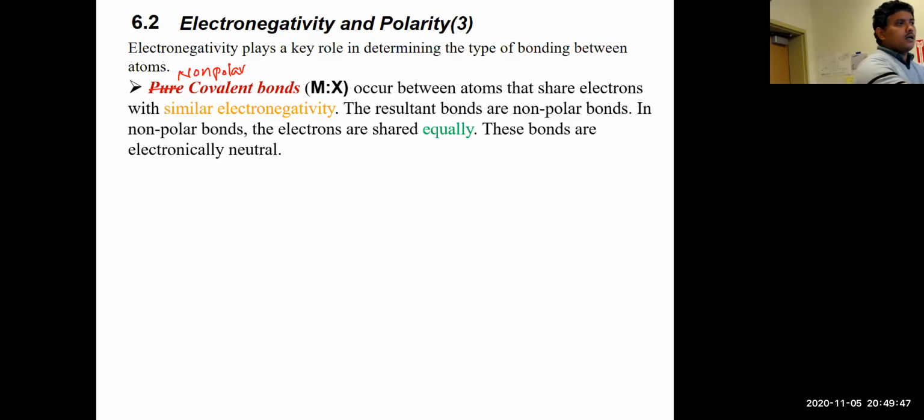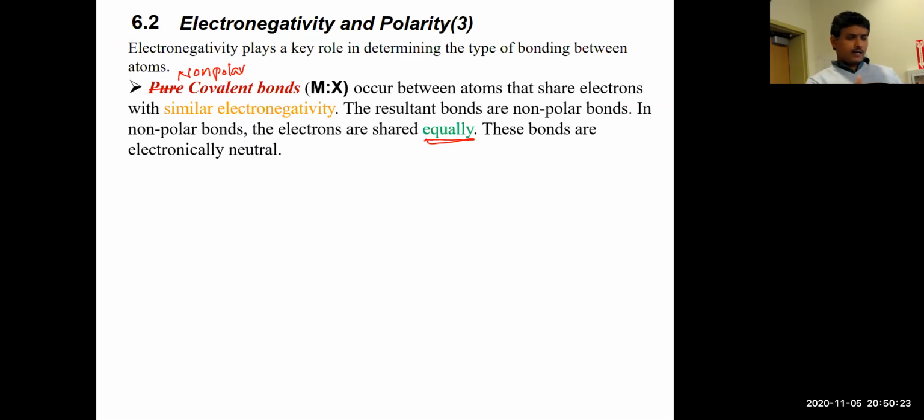In this bond, the electrons shared by the two atoms are shared equally. As a result, the bond is chemically, or electronically, neutral. Remember what electronegativity is? The ability of an atom to attract electrons towards itself, or in informal words, stealing electrons from another atom. So in non-polar covalent bonds, no atom does it predominantly. That's why we call them non-polar covalent bonds, or electronically neutral.